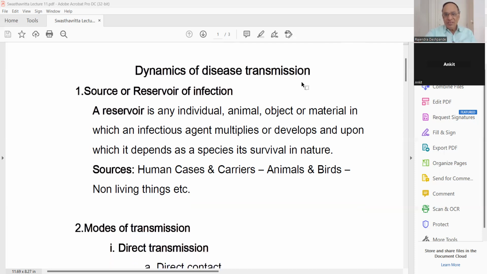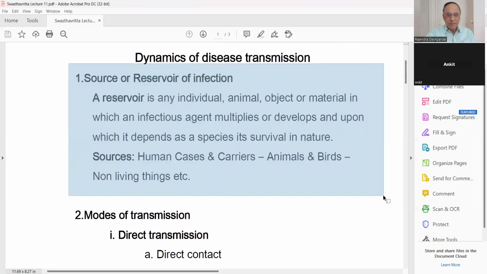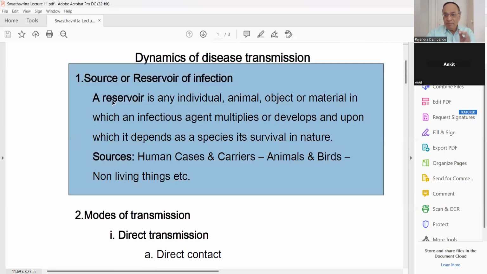Dynamics of disease transmission, how the disease is spread. First, source or reservoir of infection. What is the original cause? Reservoir. Please write down the keywords, K-E-Y. Keyword means very important words. Don't write anything else. Only I will tell you the word. This word is important: reservoir. Only write down this thing.